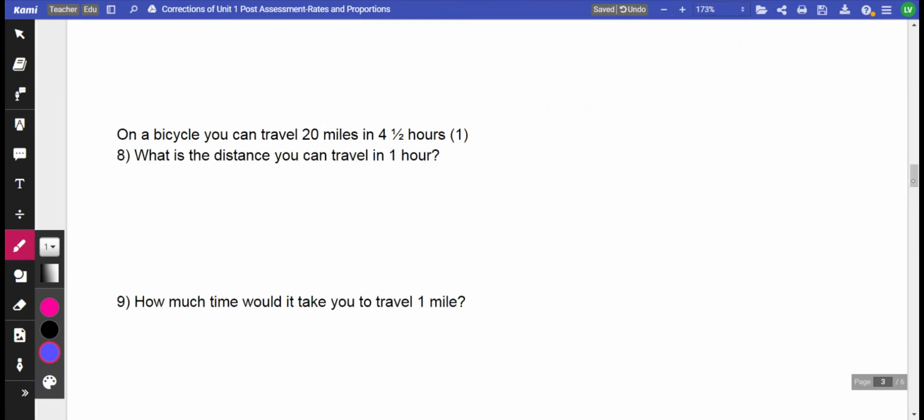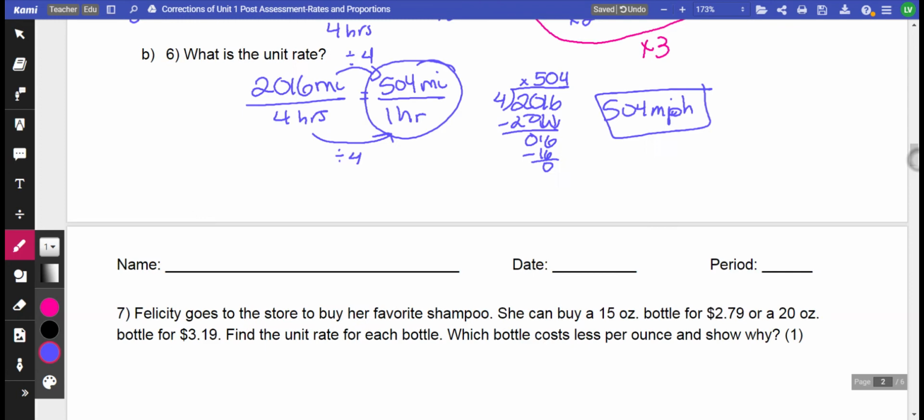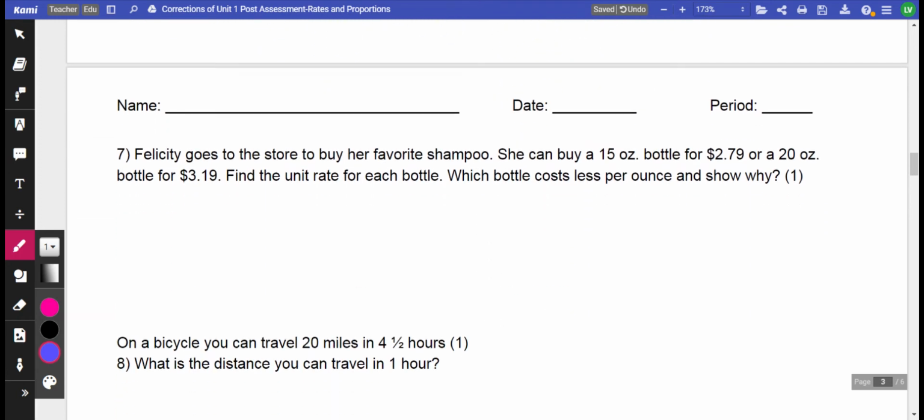Number 7. Felicity goes to the store to buy her favorite shampoo. She can buy a 15-ounce bottle for $2.79 or a 20-ounce bottle for $3.19. Find the unit rate for each bottle. Which bottle costs less per ounce and show why?